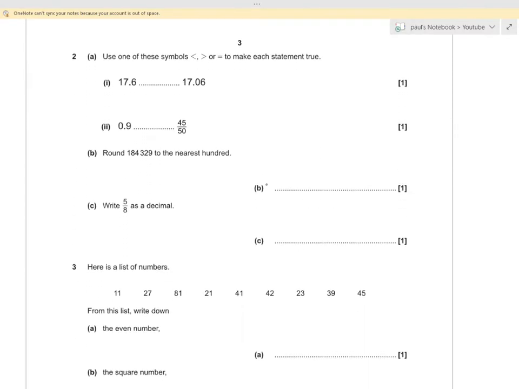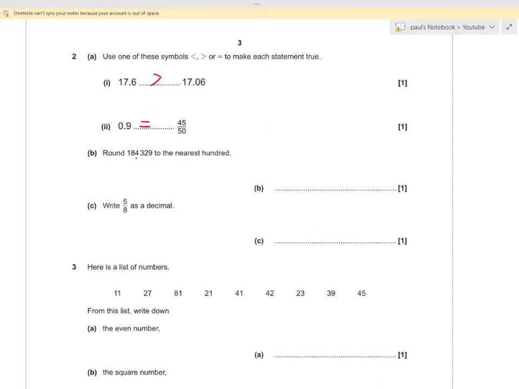Use one of these symbols, less than, greater than, or equal, to make the statement true. 17.6 is greater than 1706. 0.9 is, well, because it's a calculator, 45 divided by 50. No, 45 divided by 50 is exactly the same. So that will be equals.